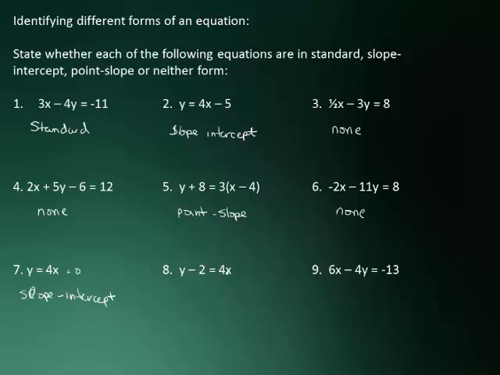Here I have y minus 2 equals 4x. This is in no specific form. And finally I have 6x minus 4y equals negative 13. These are all integers. I have an x, a y, and the coefficient of my x is positive, so this is standard form.